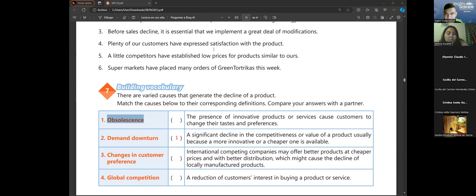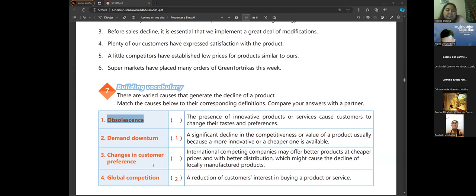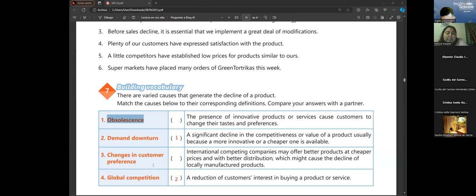Can you repeat it again? A reduction of customers' interest in buying a product or service. Okay, excellent. Change in customer preference. Changes in customer preferences. That's clear, right? The presence of innovative products or services causes a customer to change their tastes and preferences.